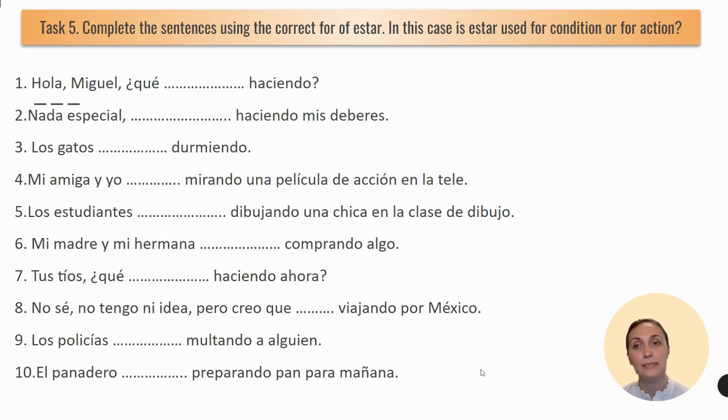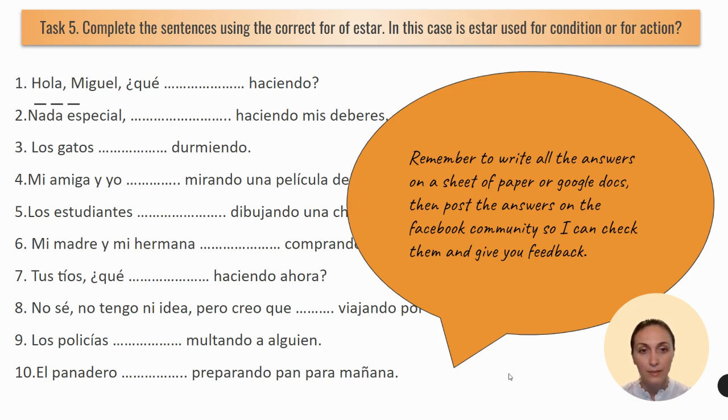Great. The second task is complete the sentences using the correct form of estar, and also don't forget to answer. In this case, is estar used for condition or for action? So complete, think about what they are used for. I don't mind if you also just copy the answers, but it's better for you if you write the full sentences for a little bit more practice. It's up to you. But write all the answers on a sheet of paper, Google Docs, post them on the Facebook community. I will check them and come back with feedback. Super.